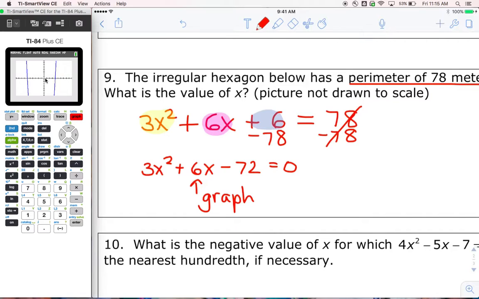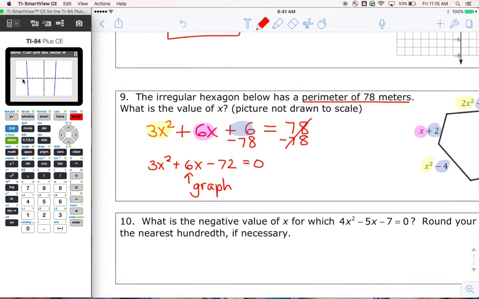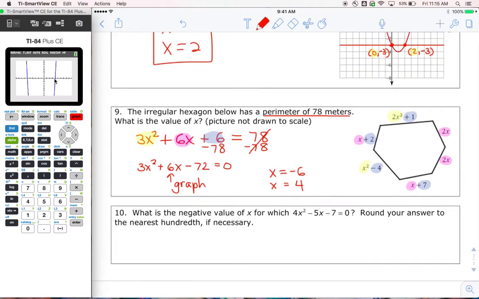Okay, we've got a solution at negative 1, 2, 3, 4, 5, 6. All right, so we're going to say x equals negative 6. And then we also get x equals 1, 2, 3, 4. X equals 4. Now, one of those answers I can keep, and one of them I do not want.